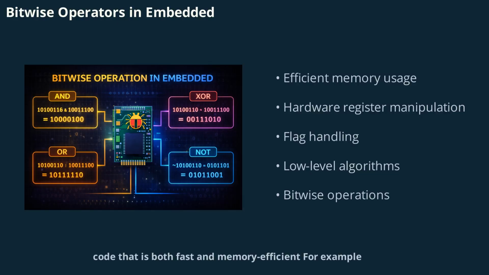and memory efficient. For example, you might use bitwise AND, OR, or XOR to set, clear, or toggle specific bits in a hardware register. This is especially useful when you need to control hardware at a low level or implement custom protocols. Mastering bitwise operators is a must for any embedded developer.